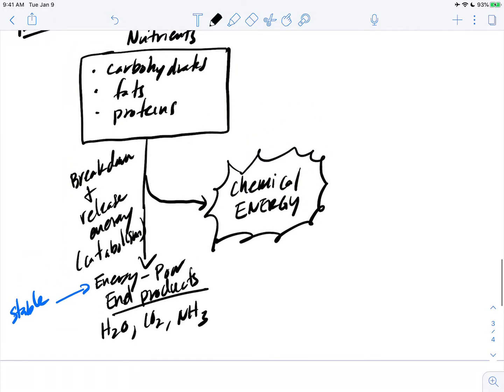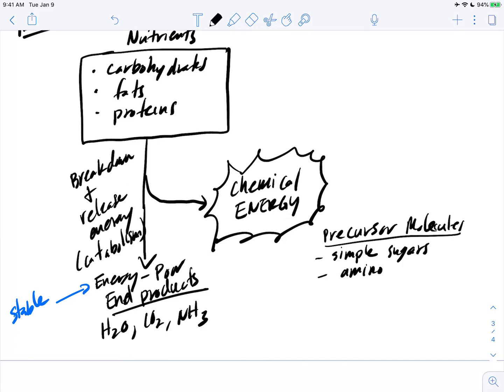So we have chemical energy, and so that can be used to, so first we have kind of our raw ingredients. We can call these precursor molecules. So this is where we are going to have building blocks, and that's going to be the things that we digested out. So we got simple sugars. We have amino acids. We have fatty acids. We have nitrogen-containing compounds. This is very general.